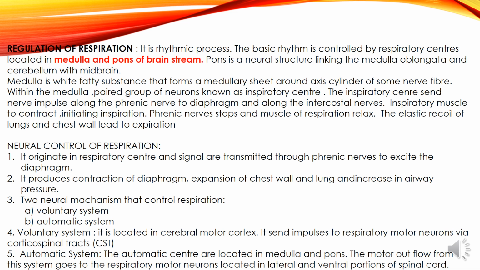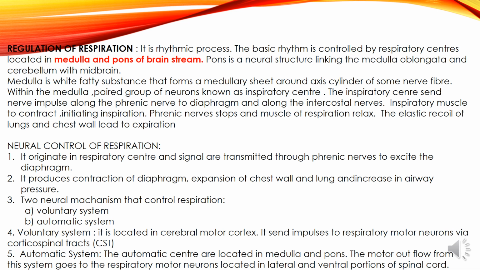Because of that, the diaphragm contracts, and if the diaphragm contracts, it expands the chest wall and lungs, and if it is expanding, then it is increasing the airway pressure. So the two neural mechanisms that control respiration are voluntary and automatic. Voluntary is located in the cerebral motor cortex. It sends impulses to the respiratory motor neurons via the corticospinal tract. So CST, you need to remember that.